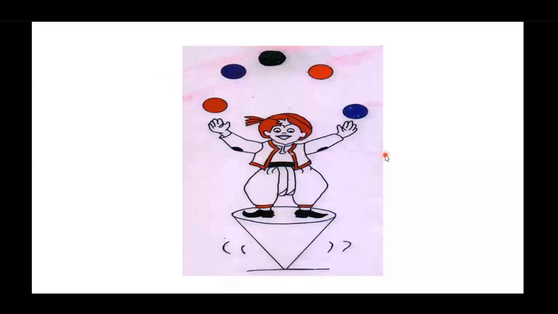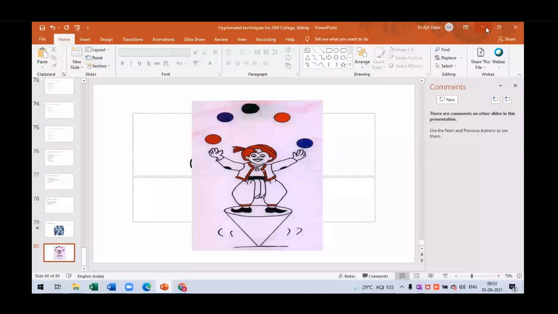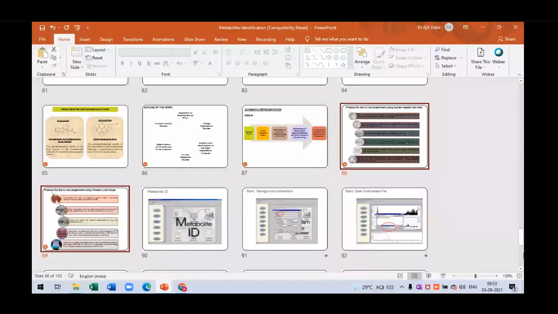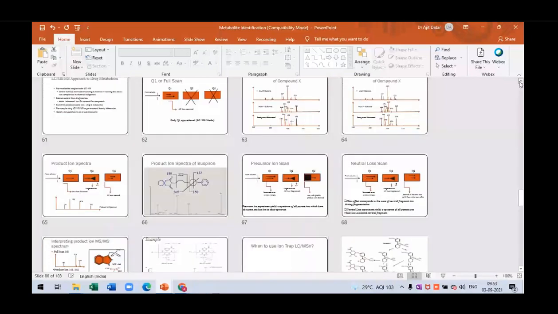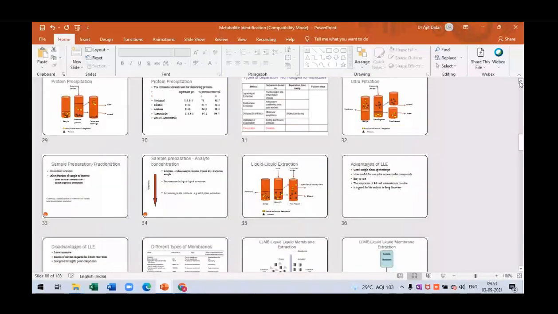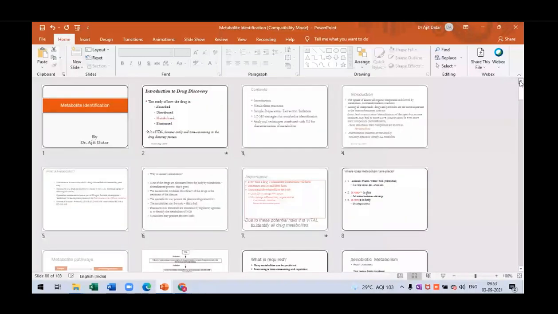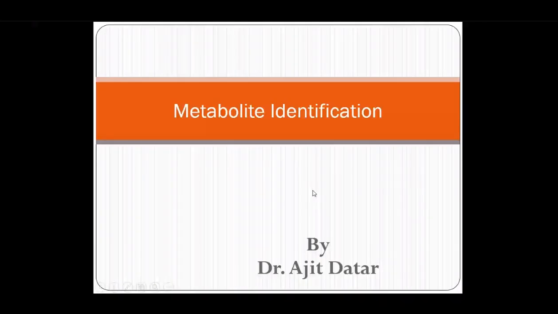As I said, I have a couple of presentations, and I will go to metabolite identification quickly. Okay, so we'll talk a little bit about metabolite identification. It's a huge presentation, but I will cut it short because of the time, and I will cover some of the aspects. Okay, so I hope it is visible to you. Yeah, you are able to see the slide? Yes, sir.